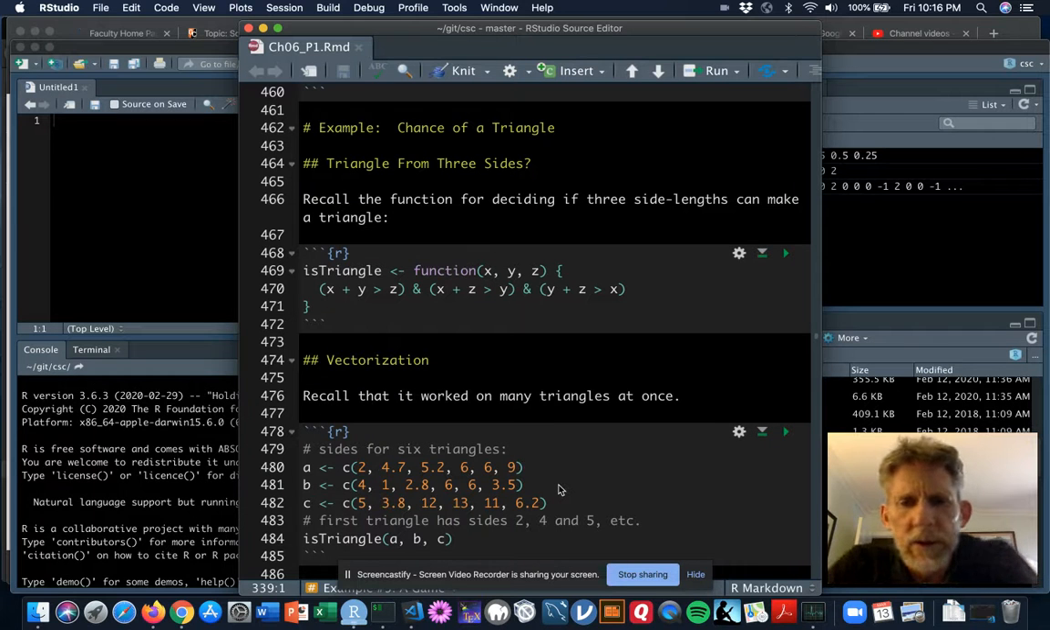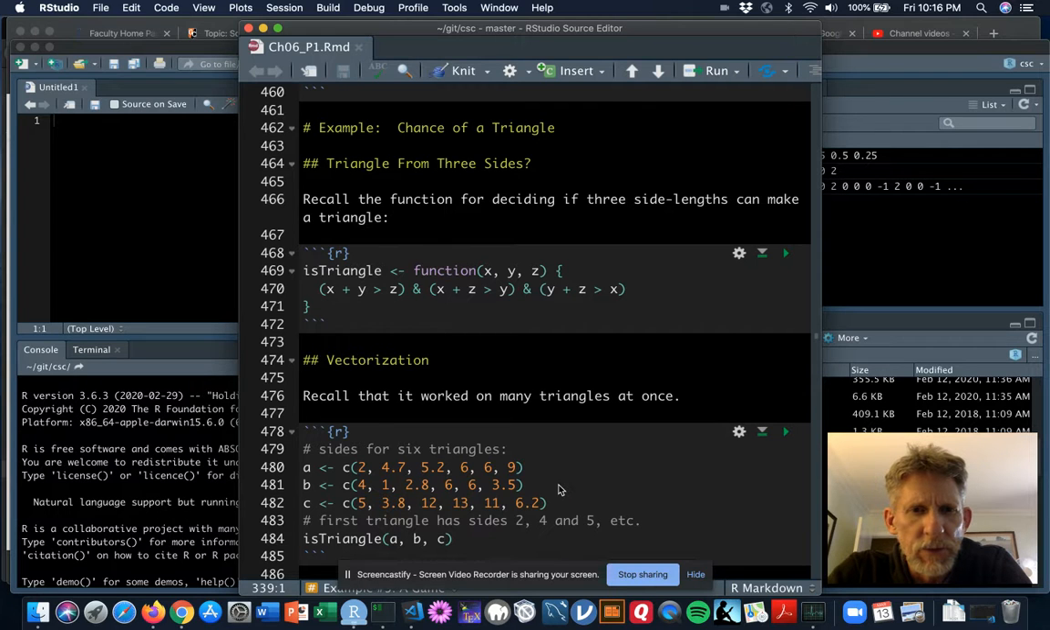Hello, everyone. Here we are again, still in chapter 6. I'm looking at the slides, but also the R Markdown source document. We will go ahead and start with the source document. I'm at line 462 of the slides. We're looking at chance of a triangle.